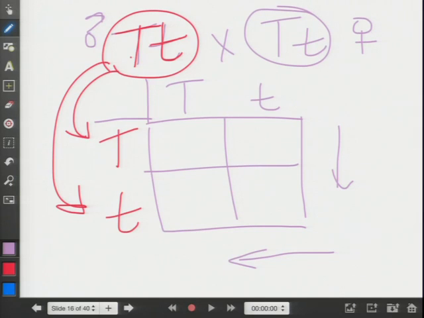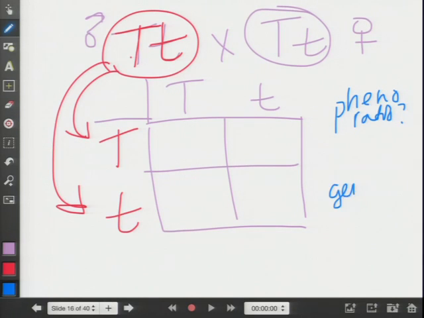Right, so fill in your square. You can tell me. So that would be a question that I might ask. I might say, what is the phenotypic ratio and what is the genotypic ratio? Okay, so if I say, what's the pheno ratio and what's the geno ratio?